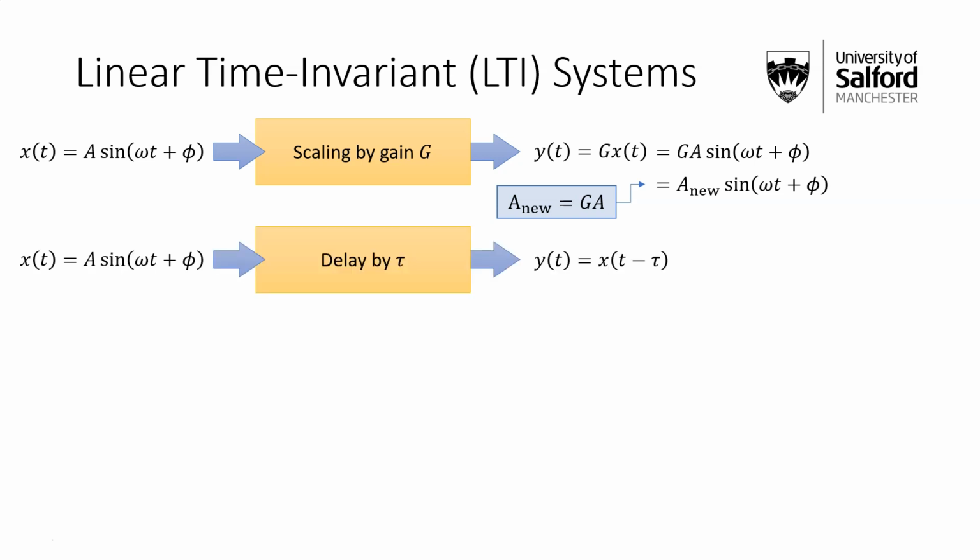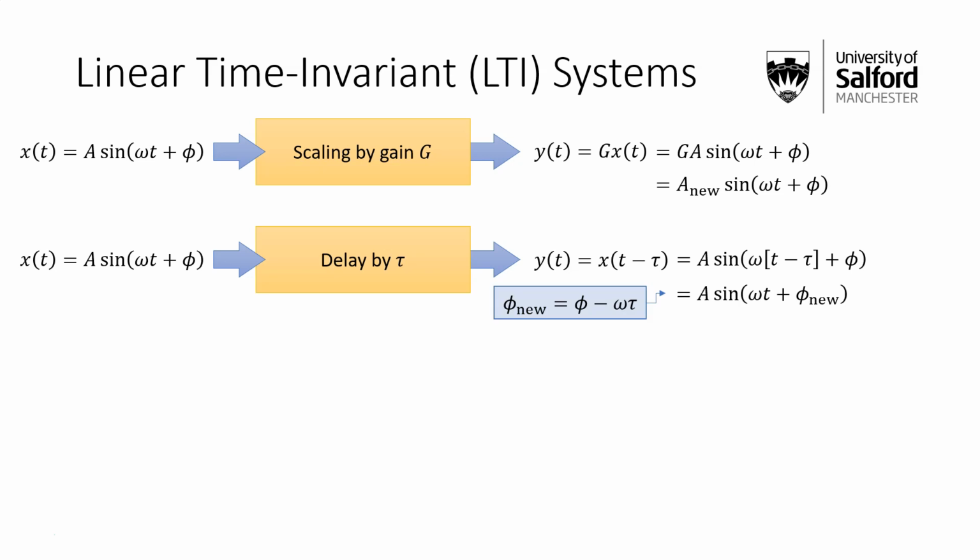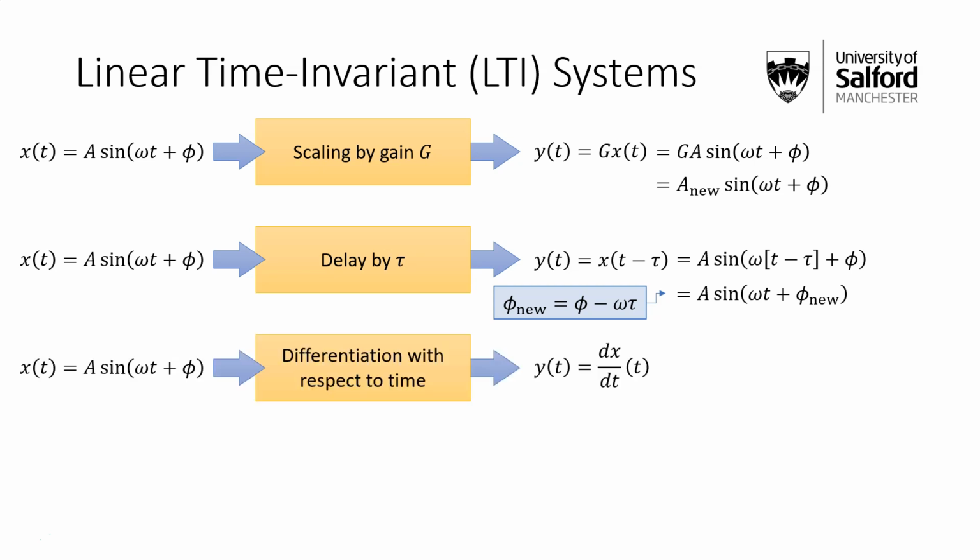Or we could delay. We've seen this a bit before. Again, we put that time harmonic signal in, and we delay by tau. So Y is going to be the input signal, X of t minus tau. That's how the delay is applied mathematically. If we substitute that in, we can break up the terms and incorporate the minus omega tau into phi. So we find a new phase that is the original phase minus omega tau. So the system has produced another time harmonic wave, but just with a slightly different phase. You've seen those two before.